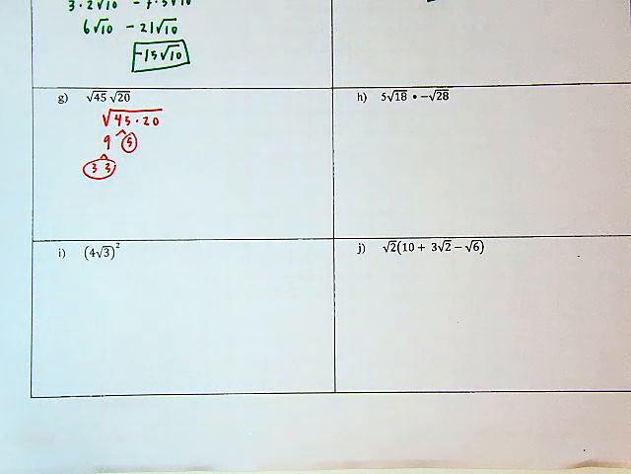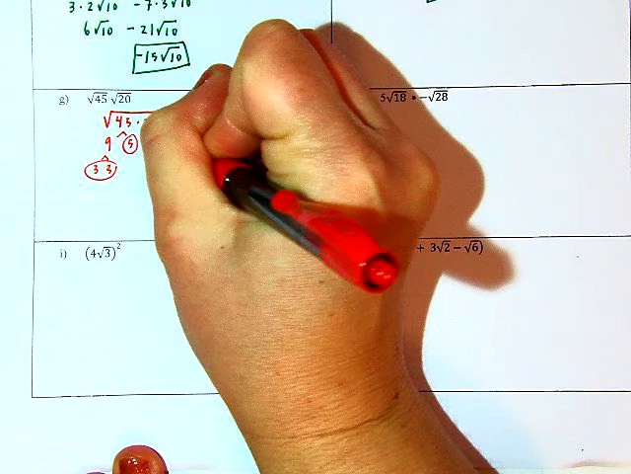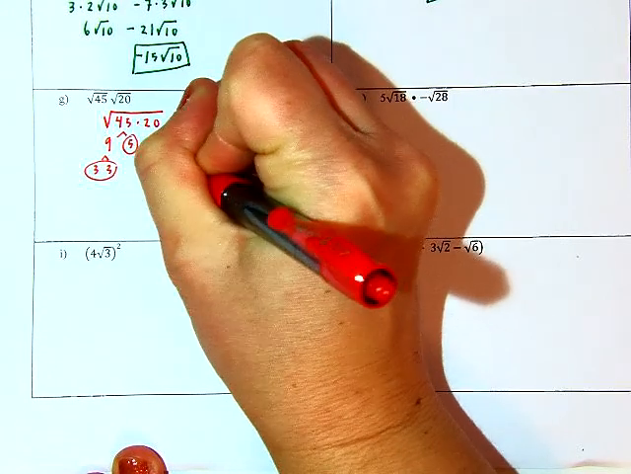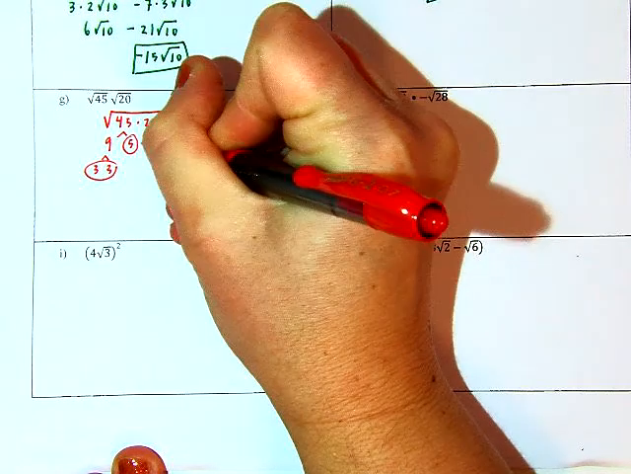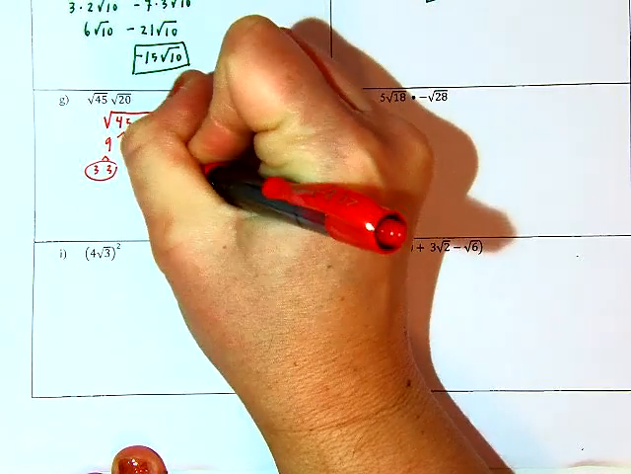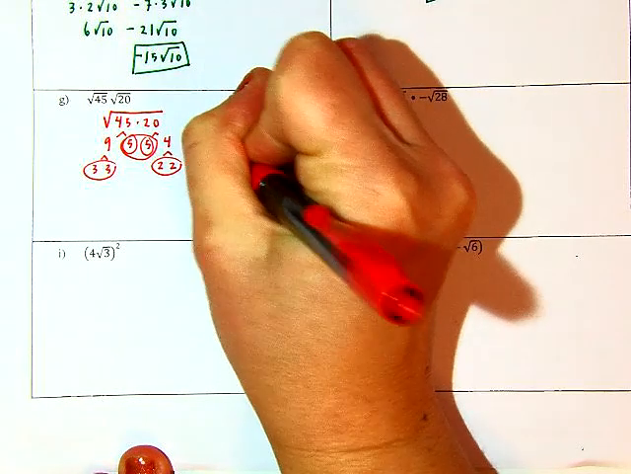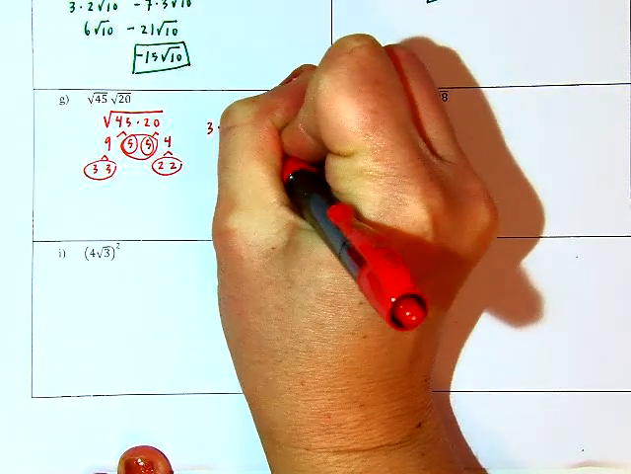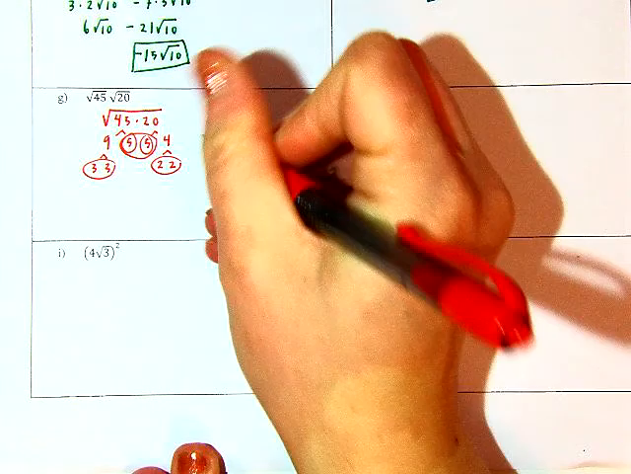So now I'm going to look at the 20. And the 20 I can see is 5 times 4. That 4 will give me a pair of 2's. And these 5's right here are going to join forces together and give me one more pair of 5's. So there's really nothing that's left behind. My answer is going to be the product of 3, 5, and 2. So if I multiply 3 times 5, that's 15, and then times 2, I get 30.